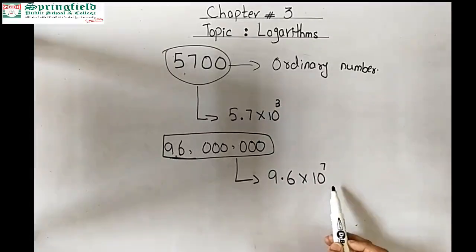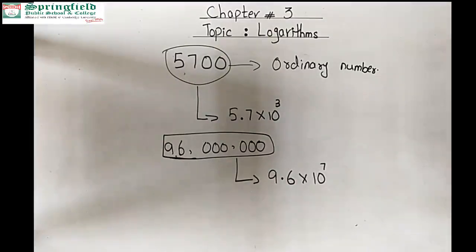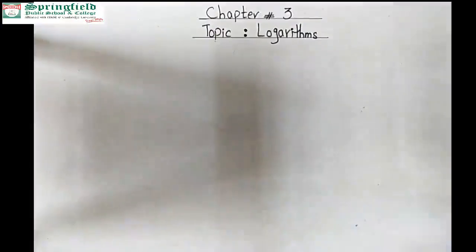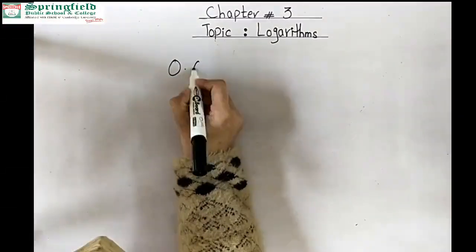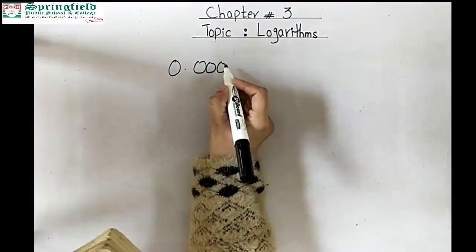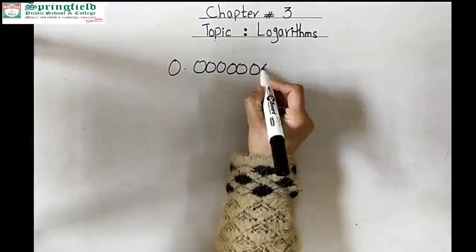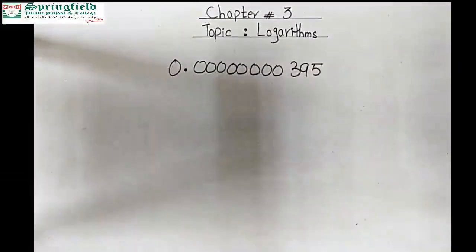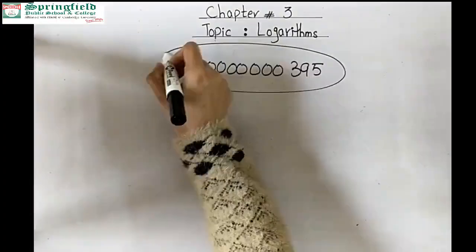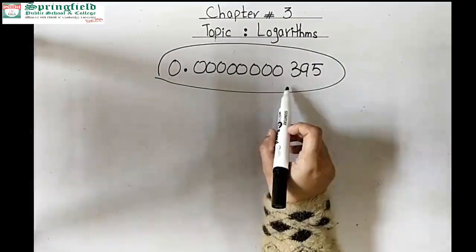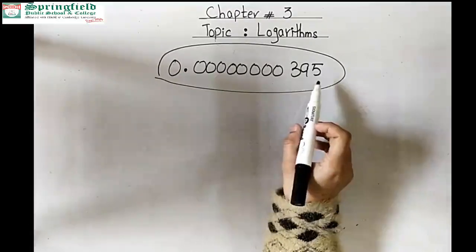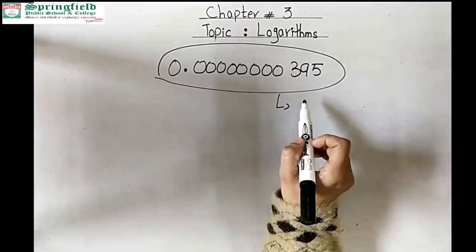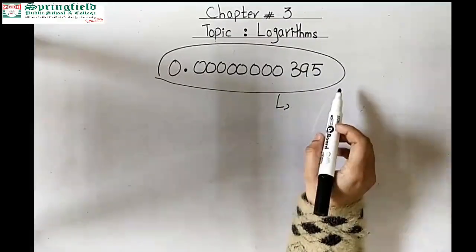Got it, beta? Okay. Now, let's suppose you have this type of number, 0.00000000395. This is an ordinary number, or you can say this is a very small number. It is very difficult for us to work with these types of numbers. So we can write this complete number in scientific notation form.